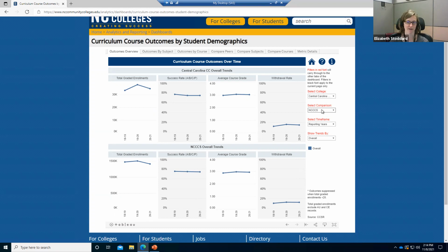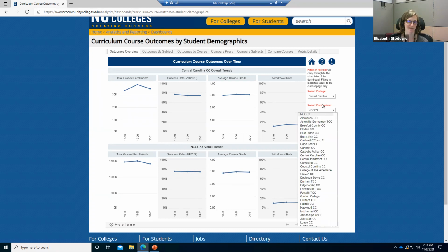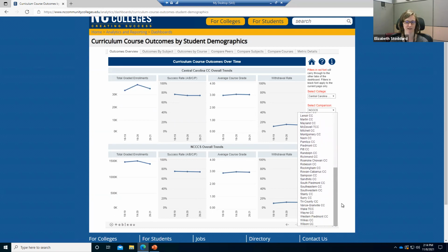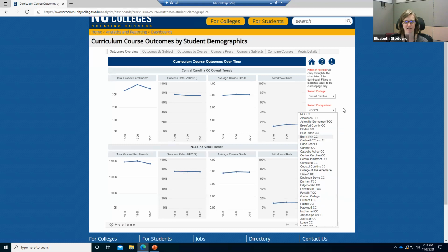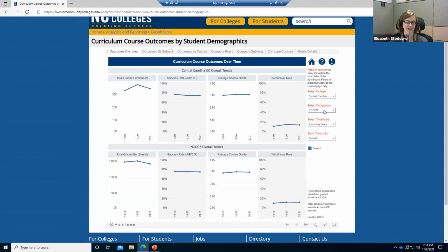If we wanted to compare our selected college to another college, we could use the select comparison filter here, and you'll see the list of all of the colleges in that list, or you can keep it at NCCCS so that you're comparing just to the state level.